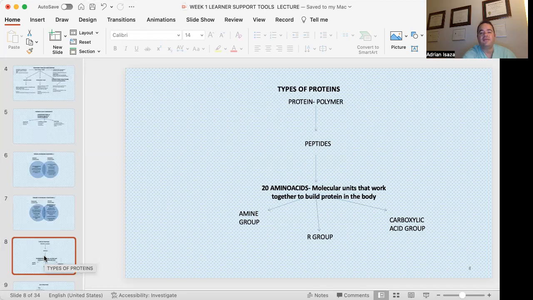So protein is considered what's called a macromolecule. That's a big molecule. When we eat food that has protein, we need to break it down into the subunit and absorb it into our bloodstream. So when we eat protein in our diet, we have enzymes that break it down and turn it into amino acids. What are amino acids? Molecular units that work together to build protein in the body.